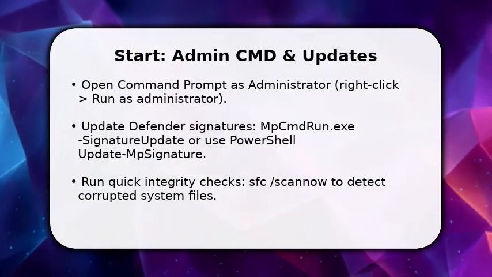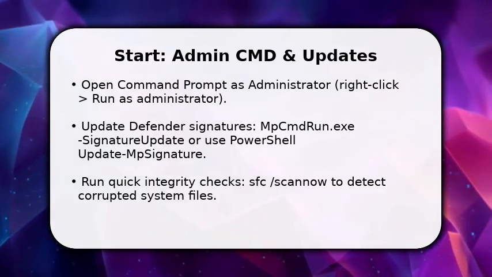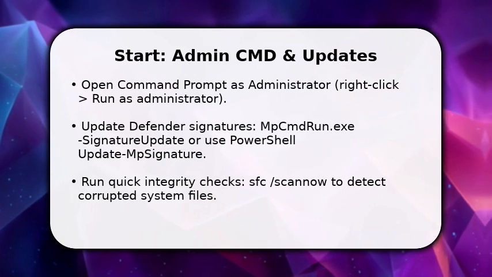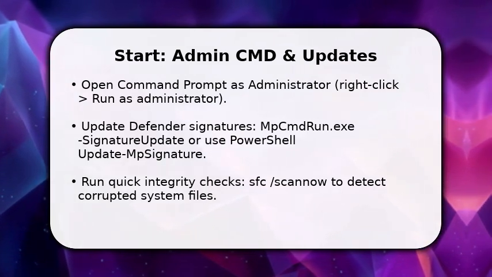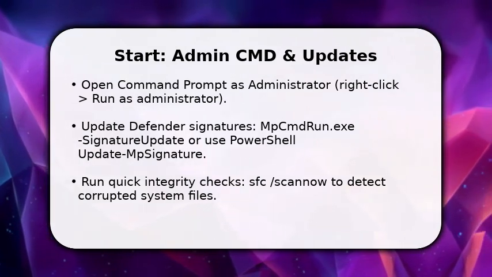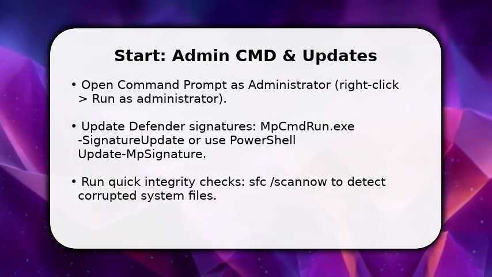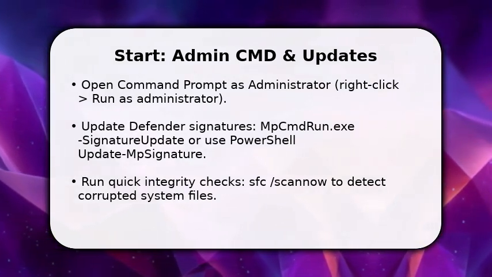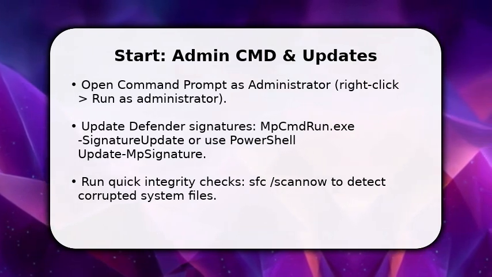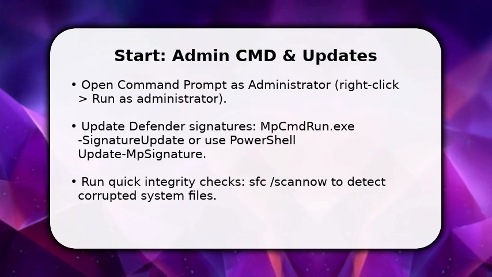You need admin rights to scan effectively, so start Command Prompt as administrator right away. Once done, update virus definitions with MpCmdRun.exe -SignatureUpdate, or Update-MpSignature in PowerShell, so scans use current signatures. Then run sfc /scannow to catch corrupted system files that malware can hide in. This cleans system files and makes detection more reliable.